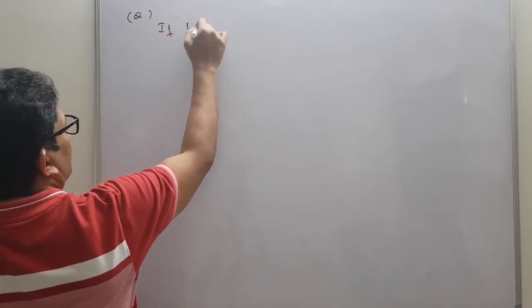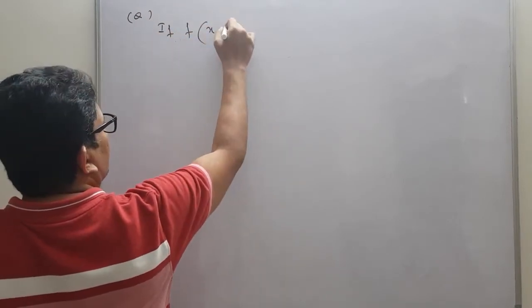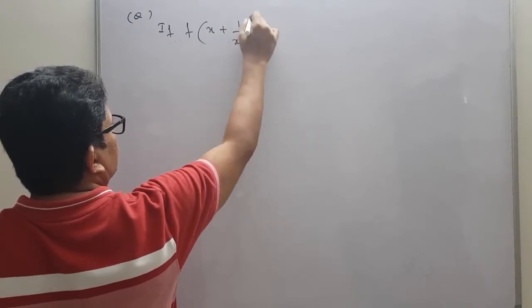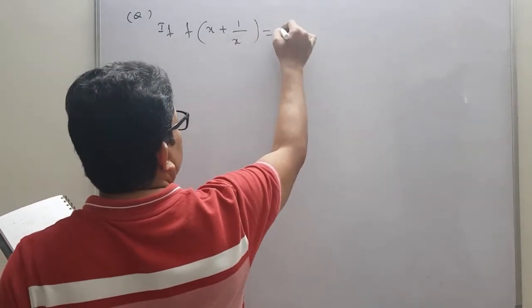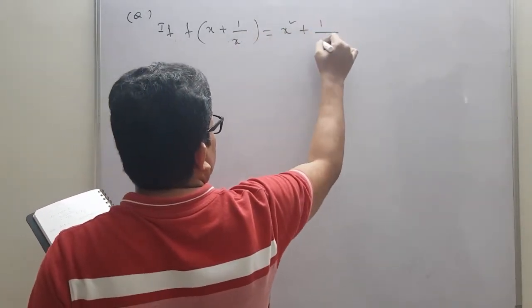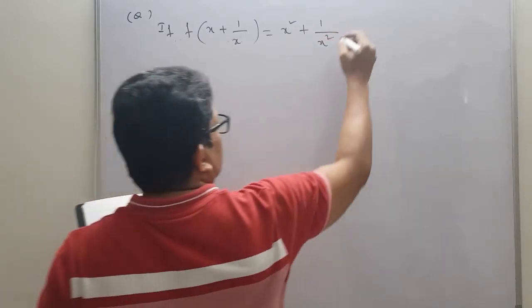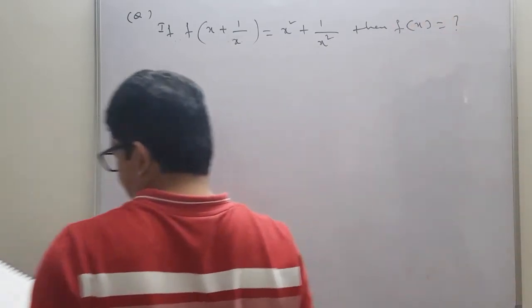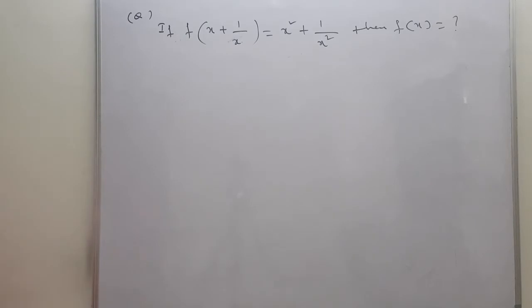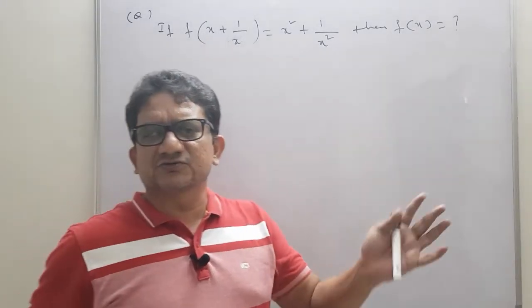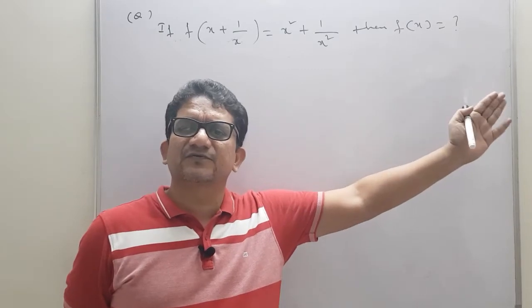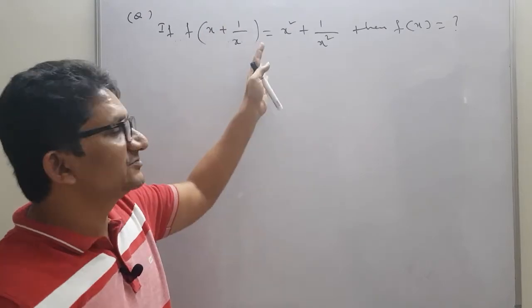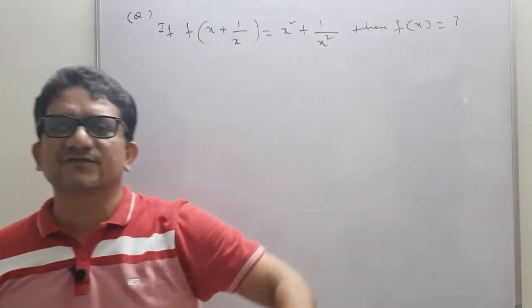If f of x plus 1 by x equals to x square plus 1 by x square, then f of x equals to, that is the question. For the value of a function questions, if you observe, they are giving some format of f of x and asking the value, and here it is a total reverse process. They are given f of x plus 1 by x and they are asking us to find f of x.